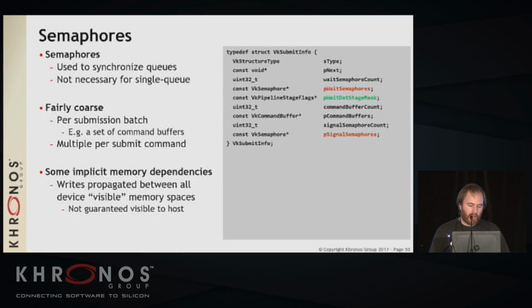They do imply some implicit memory dependencies, which is why we had all that stuff before saying don't care. So they will basically propagate all writes between any of the device visible memory stages and the device memory, which basically means that a lot of pipeline barriers can be ignored because you've already guaranteed them with the semaphore. They do not guarantee any visibility to the host, though, so if you need to transfer data back and forth, you do need to use a pipeline barrier, like for the texture upload case.